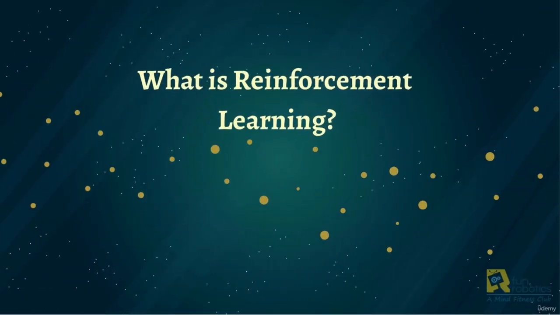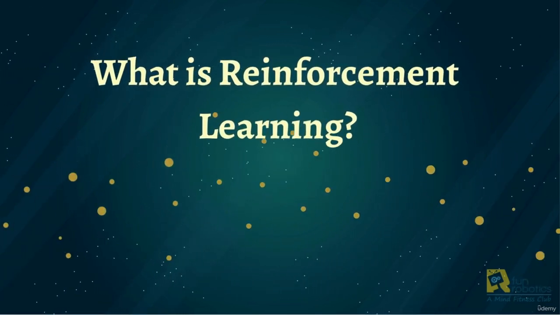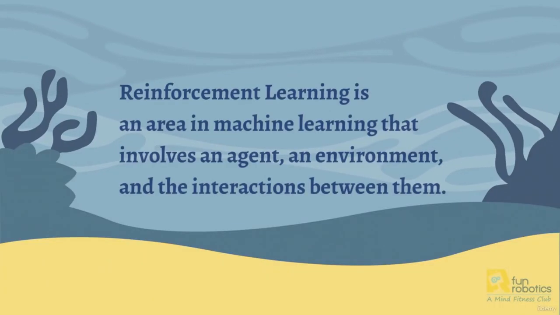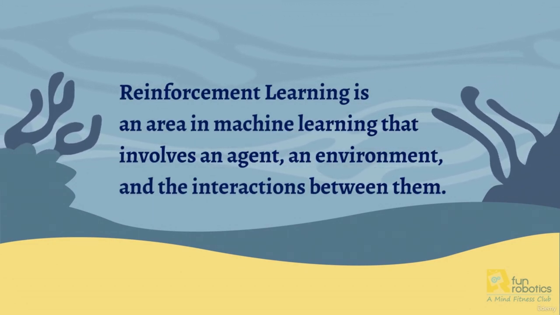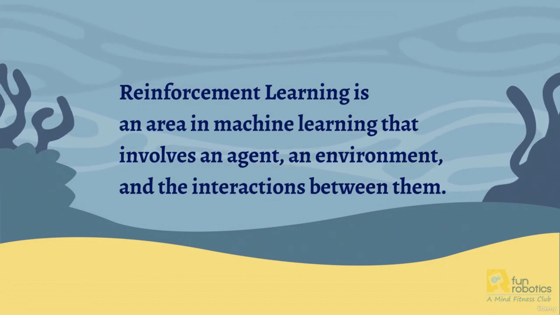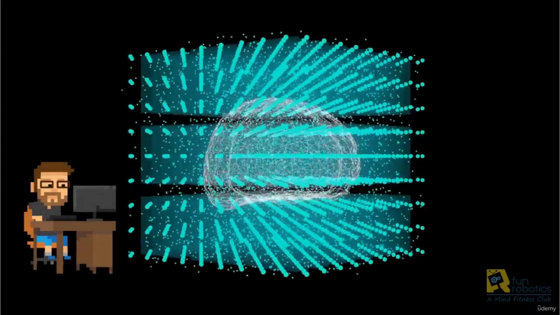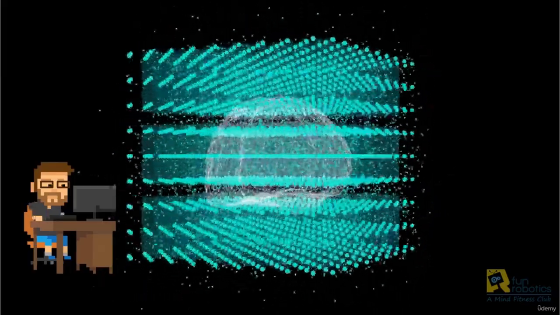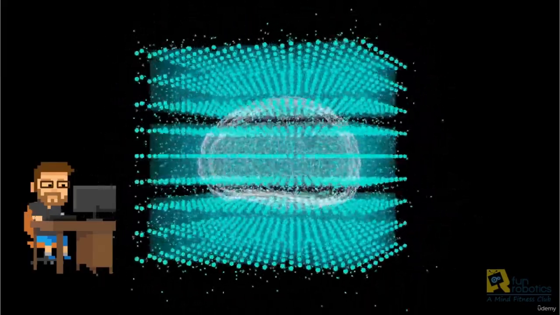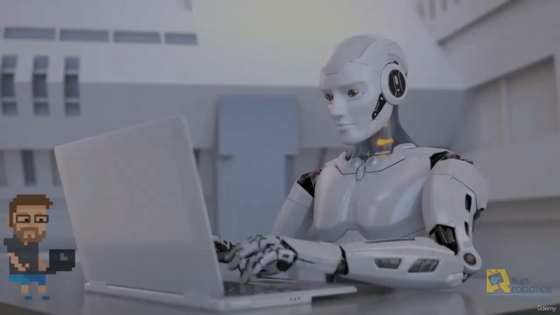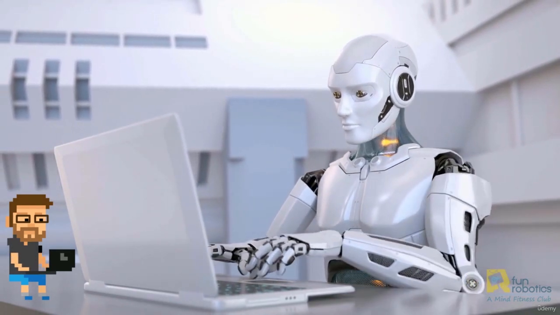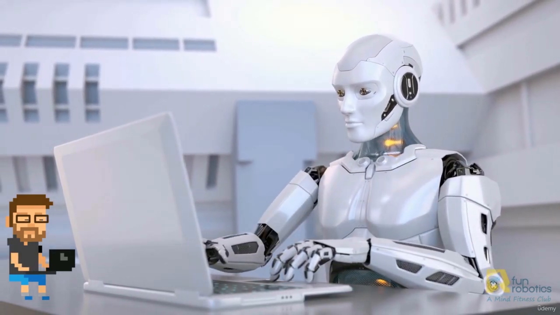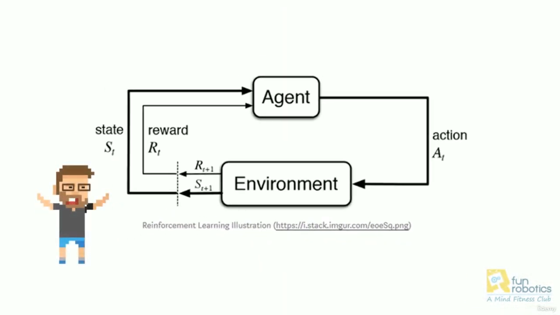Let's start by asking ourselves, what is reinforcement learning, or in short, RL? Reinforcement learning is an area in machine learning that involves an agent, an environment, and the interactions between them. The goal of RL is to train an agent to become an expert in its environment. The agent's goal is to maximize the reward it receives from the environment by learning what are the best actions it should take in certain states of the environment. This might sound complicated, but we will break it down through an example.